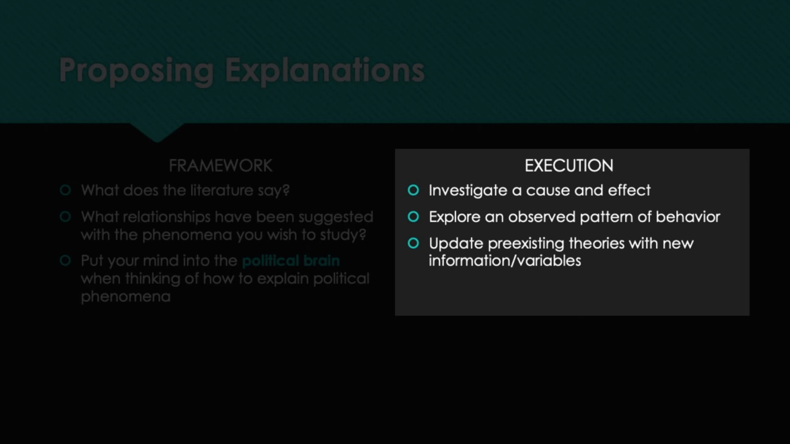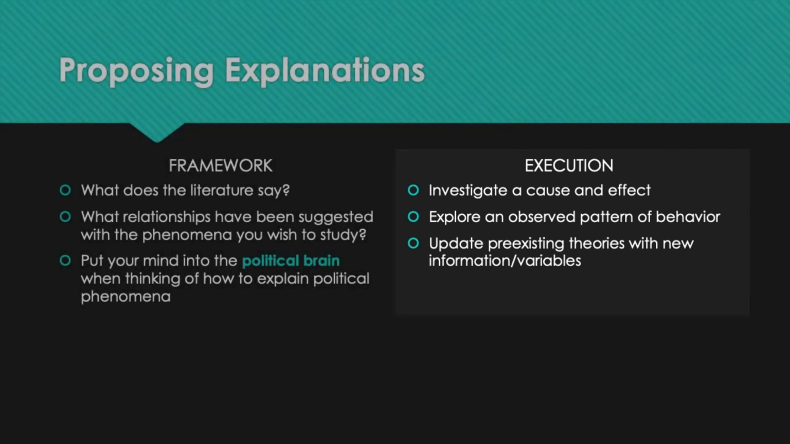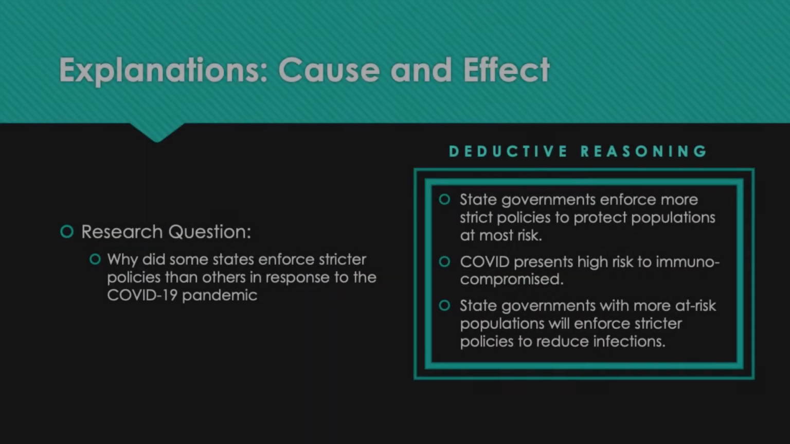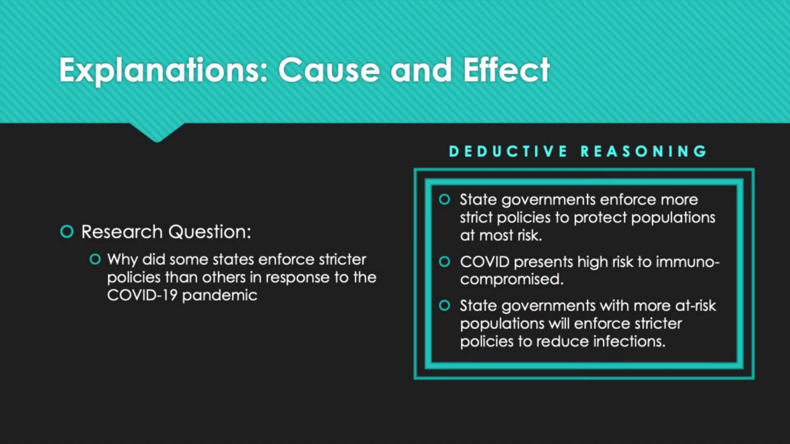So the first thing you can do is you can propose explanations based upon a cause and effect paradigm. Second, you can try to explain patterns of behavior. Or third, you can explain why you're updating a certain theory or approach. So let's look at all of these in a little bit more detail. Let's begin by attempting to explain our research question on COVID with a cause and effect approach. So why do some states enforce stricter policies than others in response to the COVID-19 pandemic?